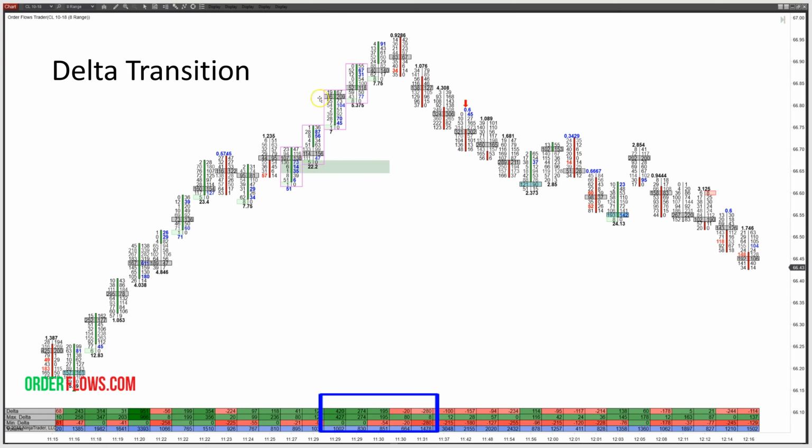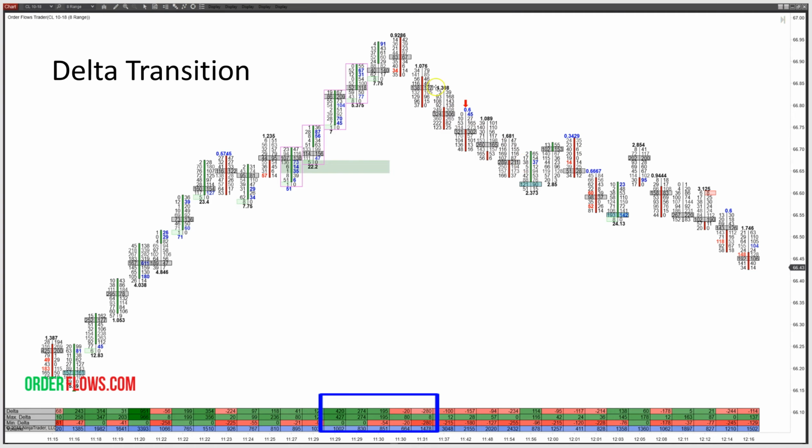So you can see here, market's rallying, right? We're rallying. Look at these delta numbers. Plus 420, plus 274, plus 195. We're still going higher, but the delta is getting weaker. Then at your high, you got the negative delta, minus 20. Next bar, minus 280. And then the market just keeps selling off, selling off, selling off.